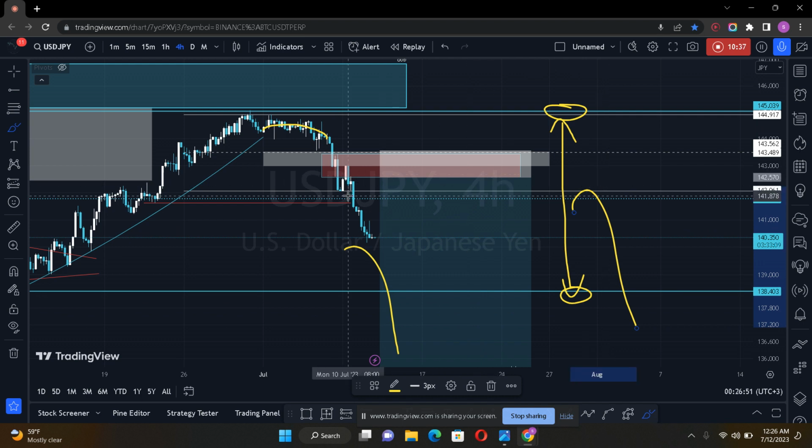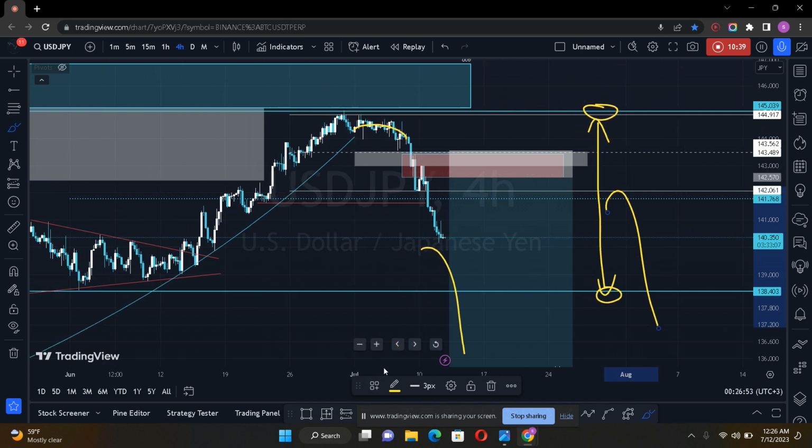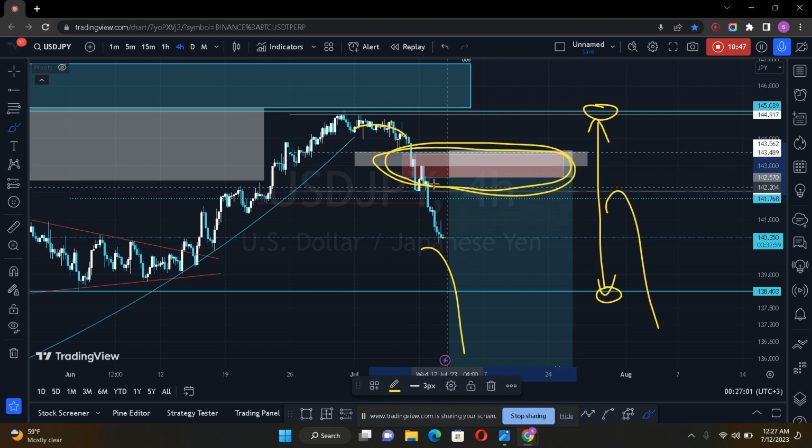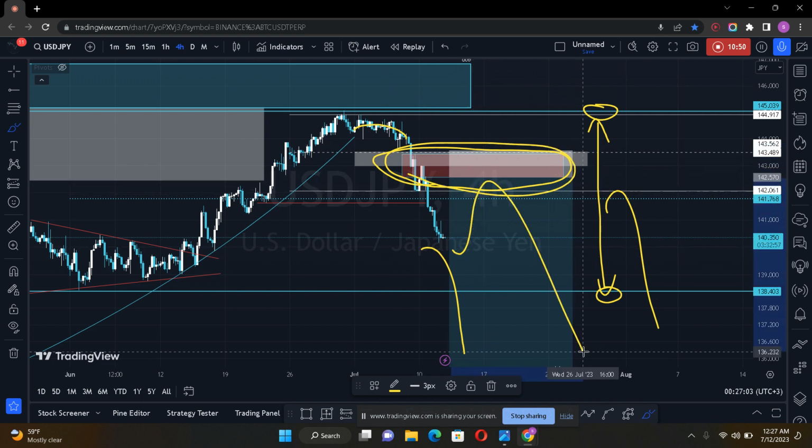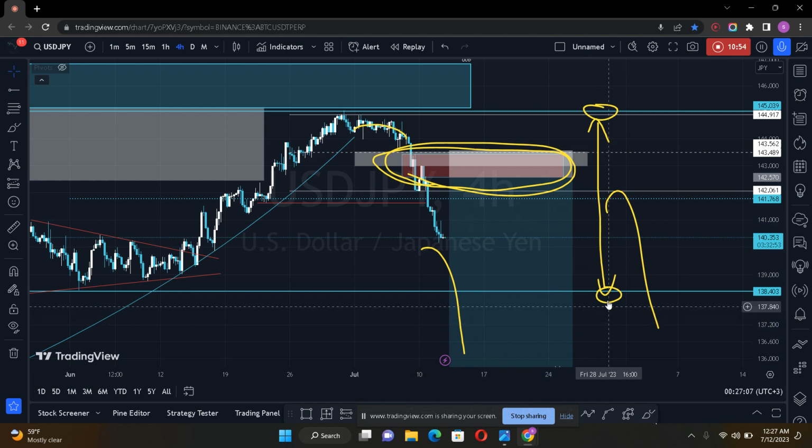And the only liquidity we have is at this zone. So within the previous month's range, this is the only liquidity we have, which I expect to be tapped for us to move lower. So I hope everything there made sense.